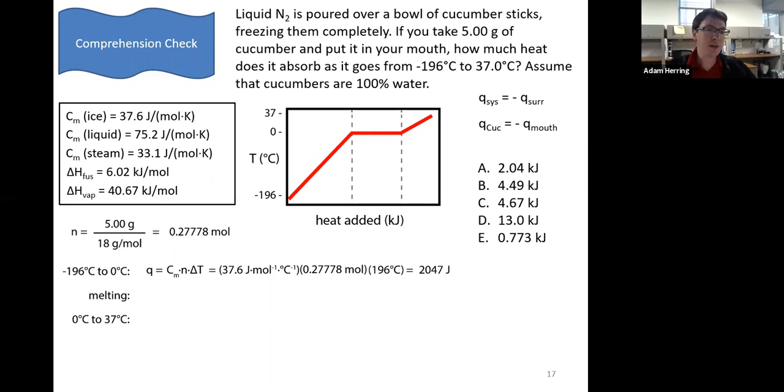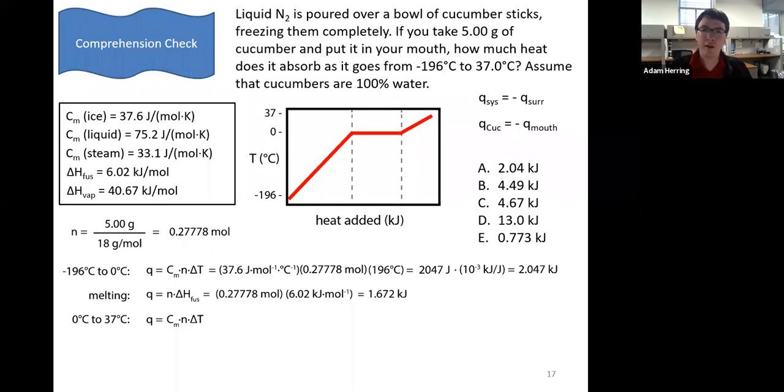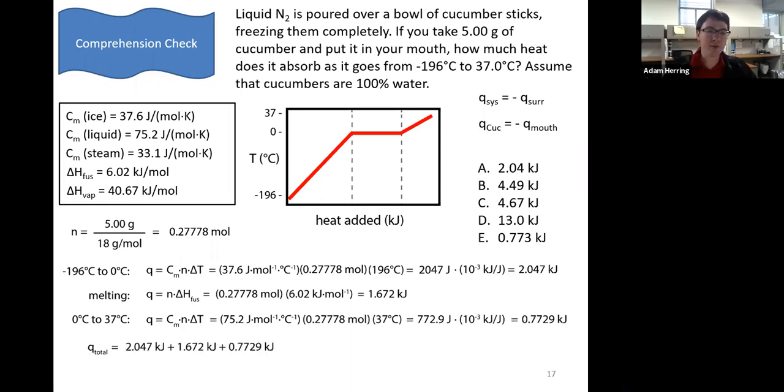The melting process is going to use the heat of fusion. So we take the number of moles times the heat of fusion to get about 1.7 kilojoules. To increase the temperature for the final leg of the process, we multiply the molar heat capacity for the liquid times the amount of liquid times the change in temperature. Converting that to common units, we get about 3/4 of a kilojoule. The total energy is found by adding together each of the steps, and we get just under 4.5 kilojoules.